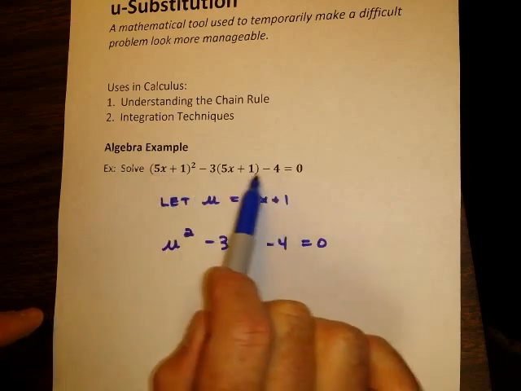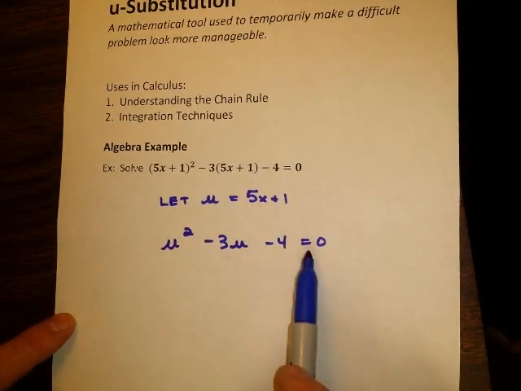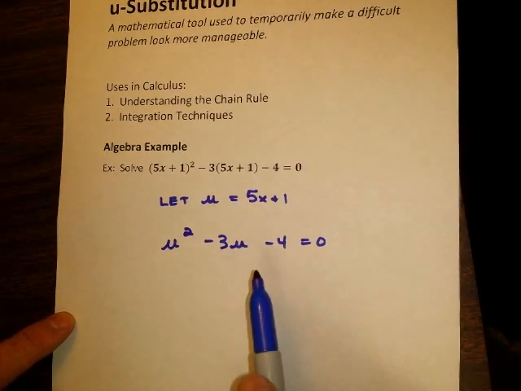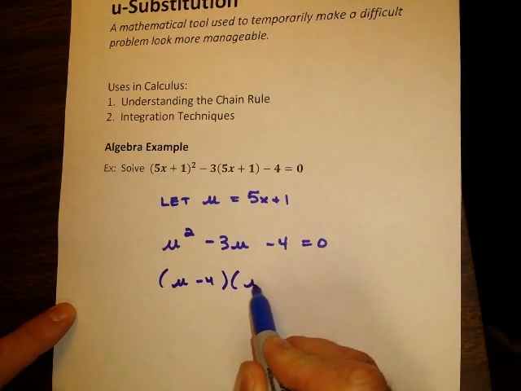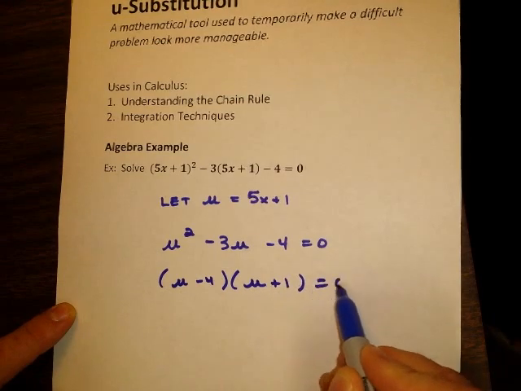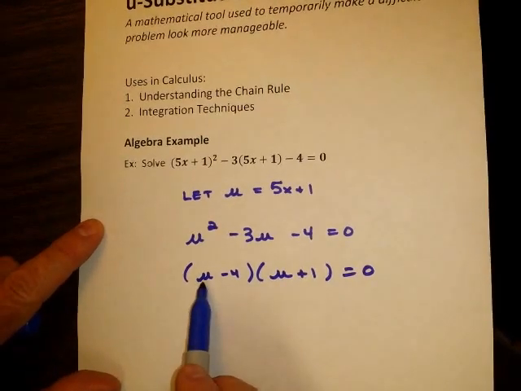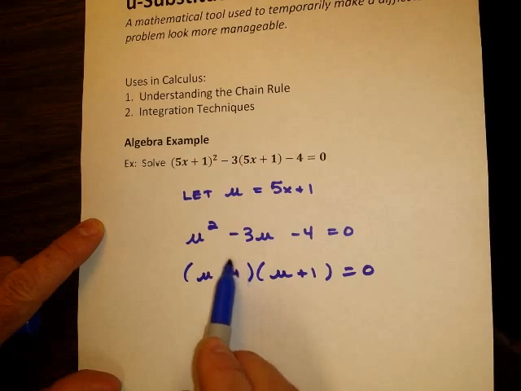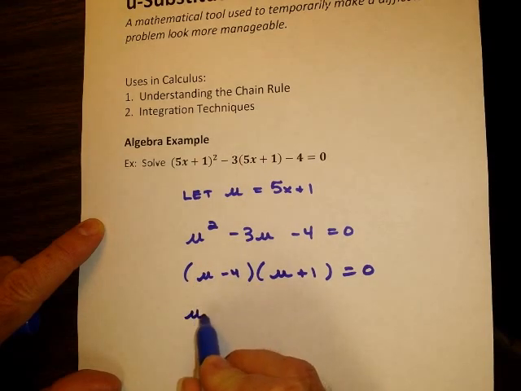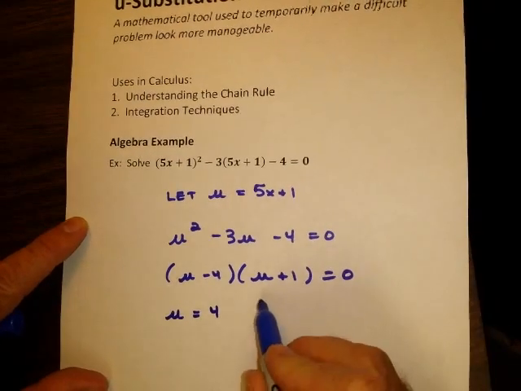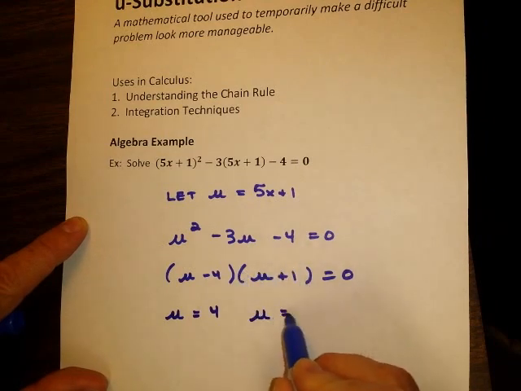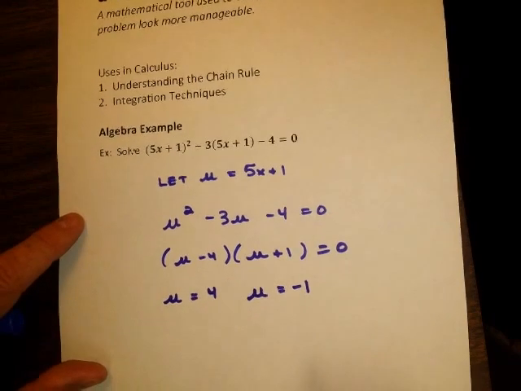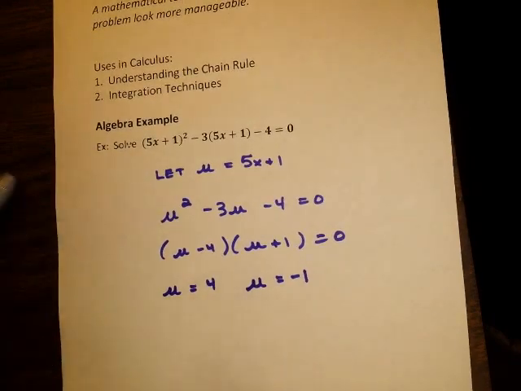So you can tell this is a lot more manageable than the original equation was. So instead of solving this, we're going to solve this one, and we're going to do this by factoring. And using the zero product property, what value for u makes this 0? 4. So we would know u equals 4, and -1 makes this quantity 0, so we'd also know u equals -1.